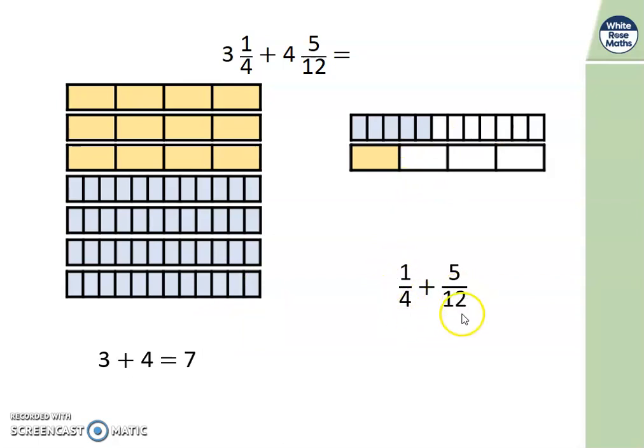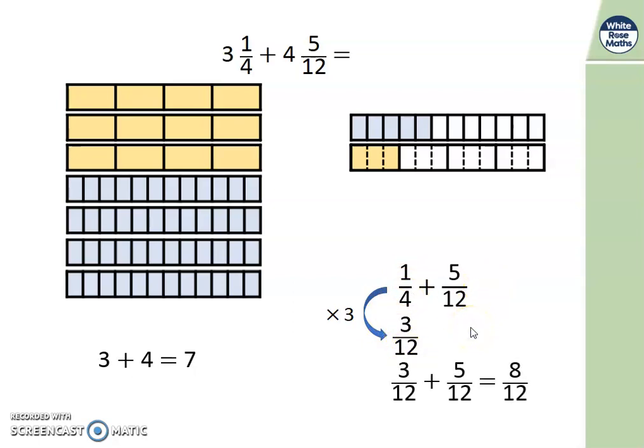1/4 add 5/12. We need to make it so they have the same denominator. So we need to change this into 12ths. And we do it by splitting them down into 3. So I've made it 3 times as many pieces. 3 times as many pieces is 3/12. So I've got 3/12 add 5/12, which is 8/12. So the answer is 7 whole ones and 8/12. Well done if you spotted that.